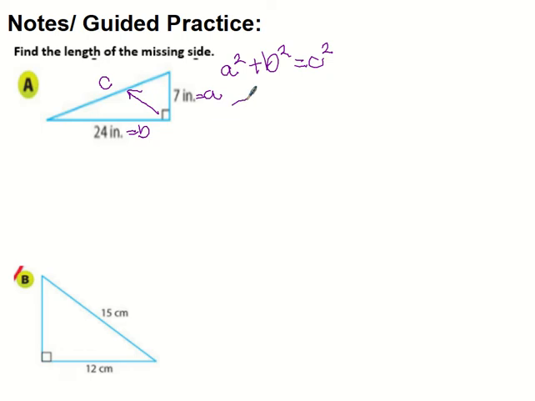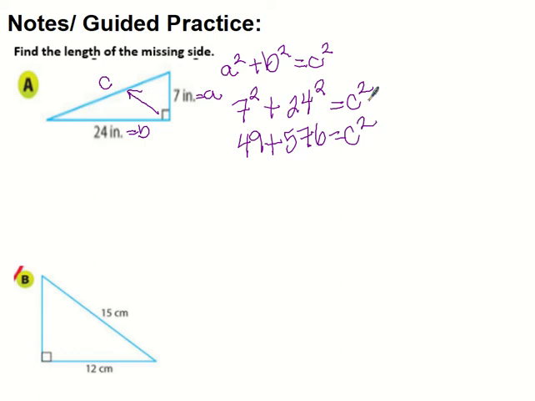So A becomes 7, so we're going to go 7 squared plus 24 squared, and it's going to equal c squared, because that's the piece we have missing, the hypotenuse, the one across from the 90 degrees. In our calculator, we would do 7 squared, that's 49, plus 24 squared is 576. Equals c squared. We would add them together, get 625.